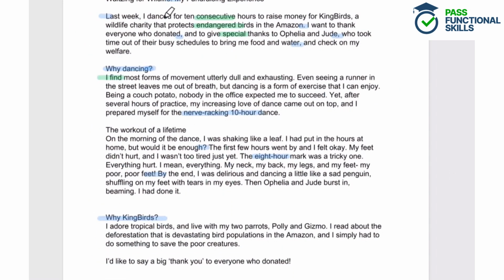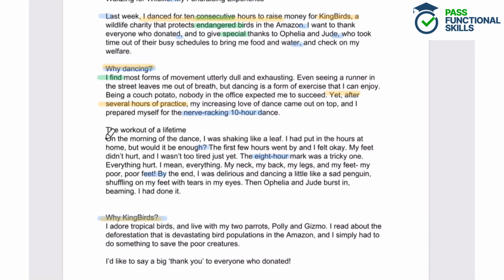So we have explained what we did, dancing for 10 consecutive hours. We've explained the charity that we've raised money for, and we've given some details about why we have chosen this charity. We've also explained why we've chosen the specific type of fundraising that has been done, and we've explained how we prepared. So after several hours of practice, this person was prepared.